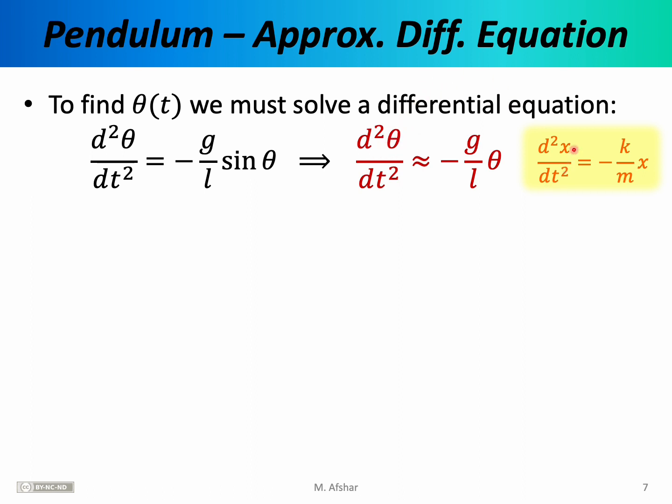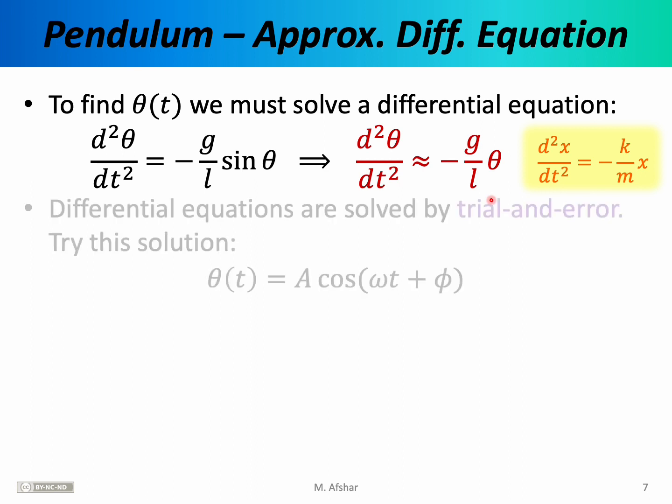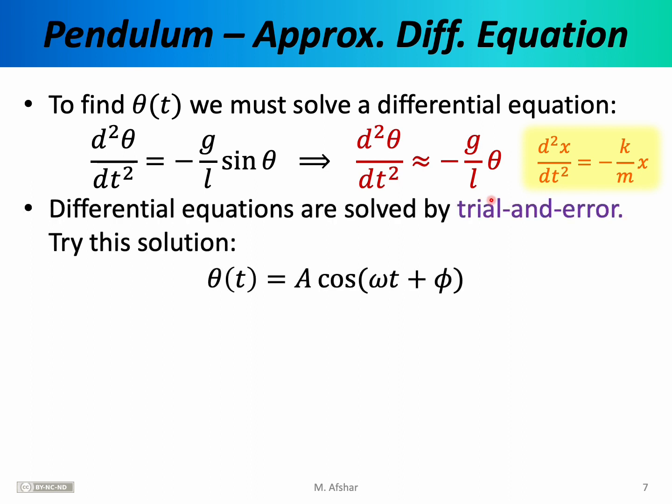For the mass spring system, the second derivative was equal to the negative of some constant, k over m, times the unknown function. Now the second derivative is equal to the negative of some constant, g over l, times the unknown function. So it shouldn't be too surprising that the solution to the pendulum differential equation is essentially the same solution as the mass spring differential equation.